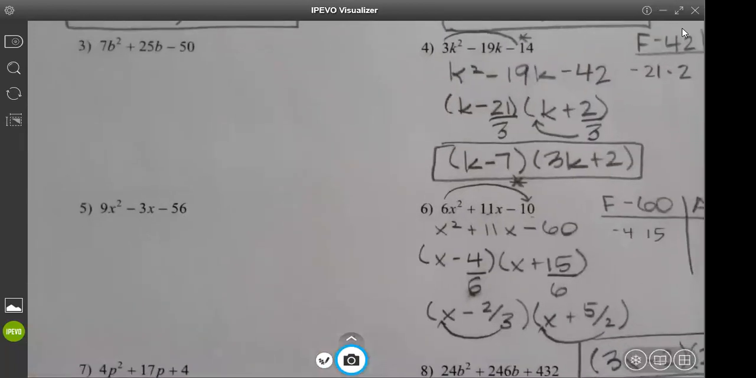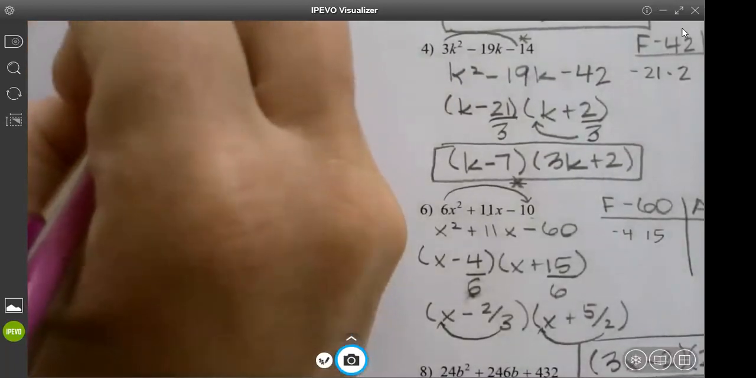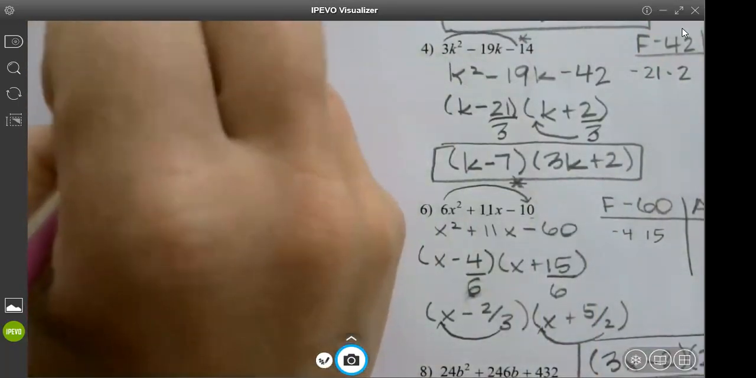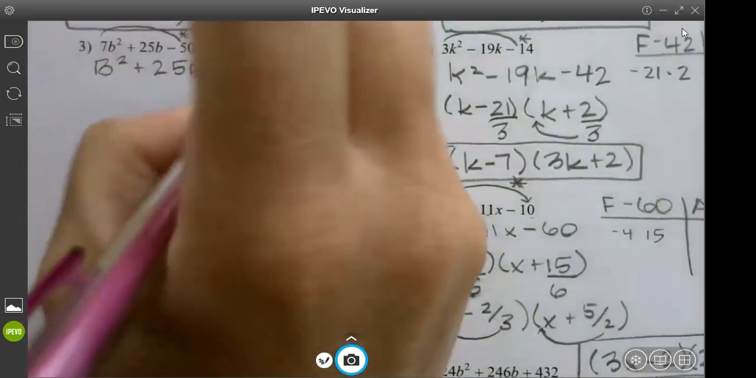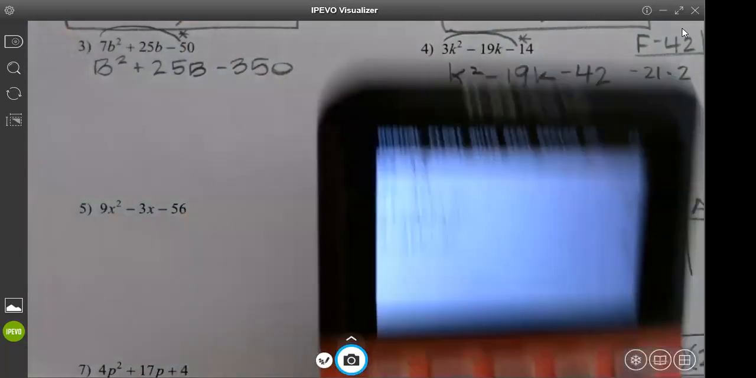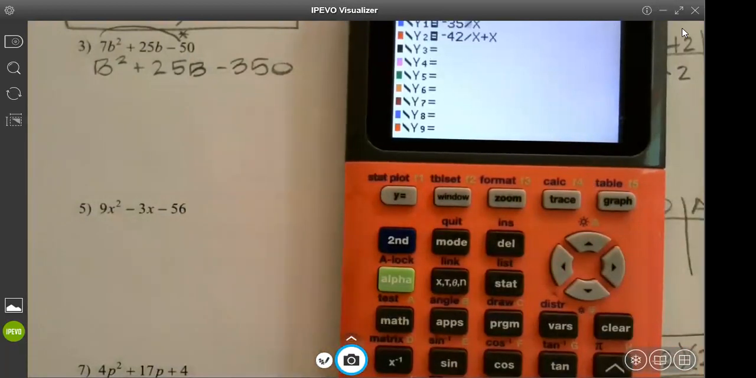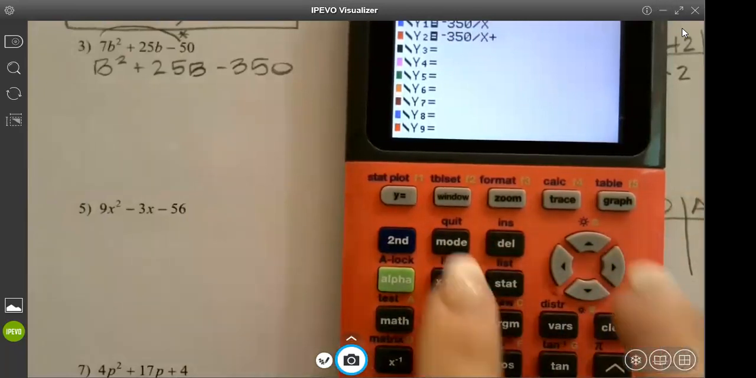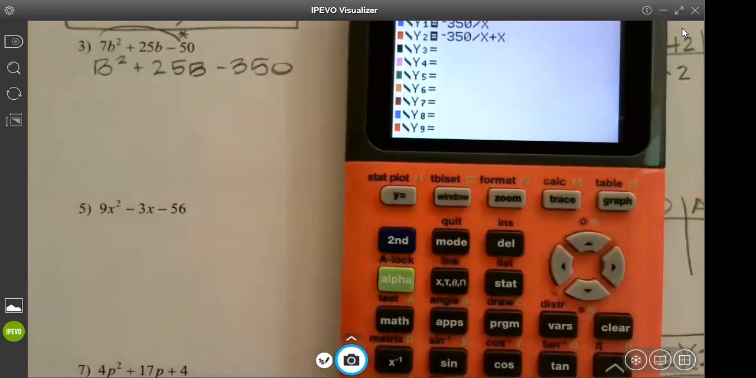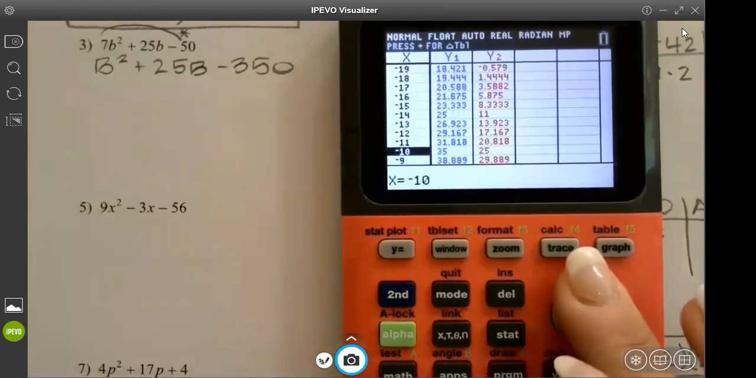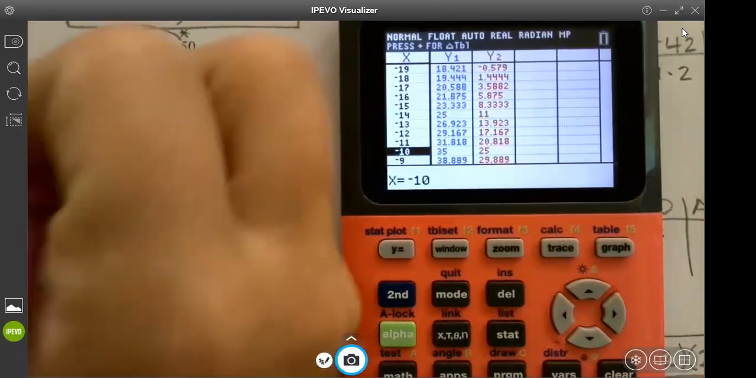We're going to do 3 and 5. We're going to slide 7 and multiply. B squared plus 25b. And when we multiply that, we get negative 350. I need factors of negative 350 that add to 25. Values are going down. There's 25. So negative 10 and 35.